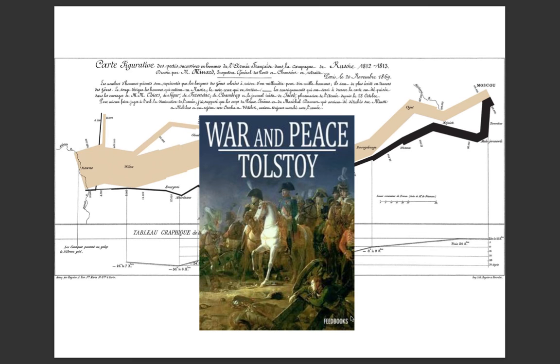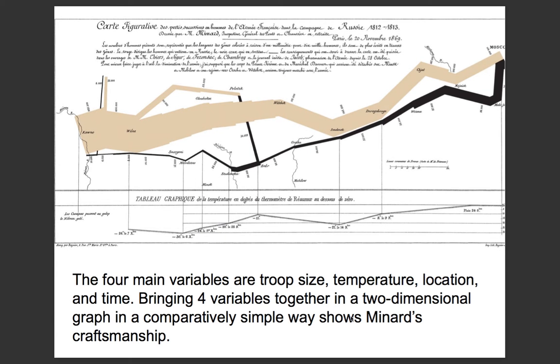So we have this 1,000-page book, or we have this single graphic. This is a famous information graphic. It's often been referred to as one of the best information graphics produced, and it brings 4 variables together into a 2-dimensional graph that's relatively simple. And so this is a figure, a carte figurative, made by Charles Minard.